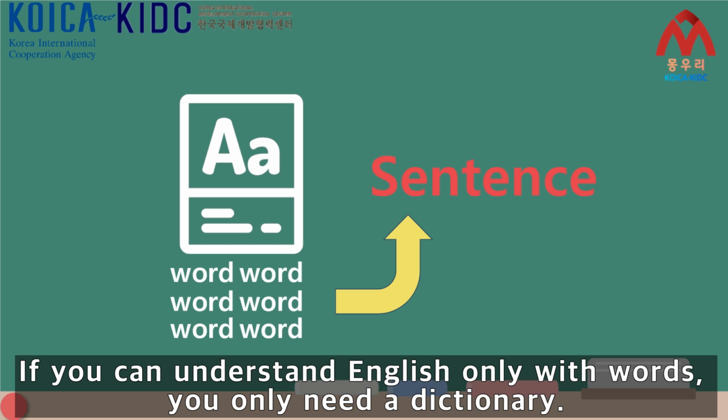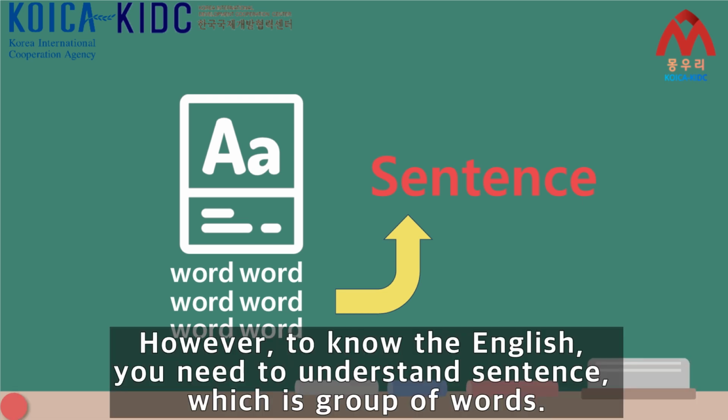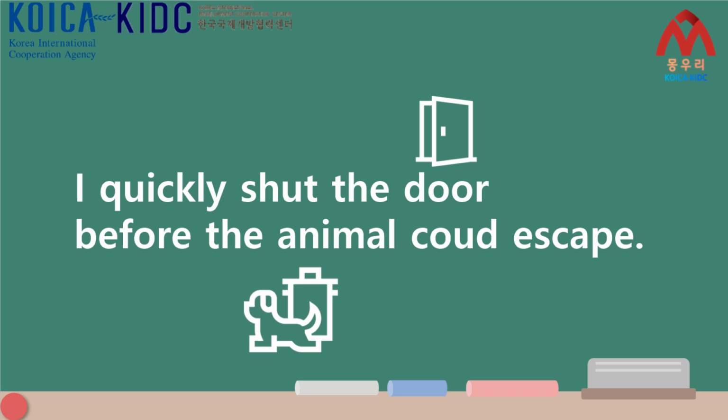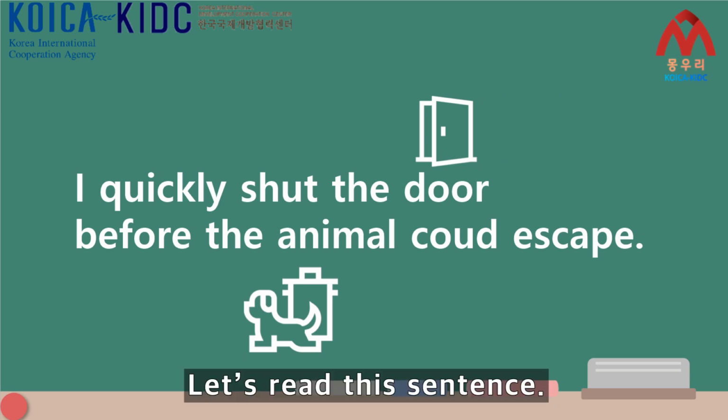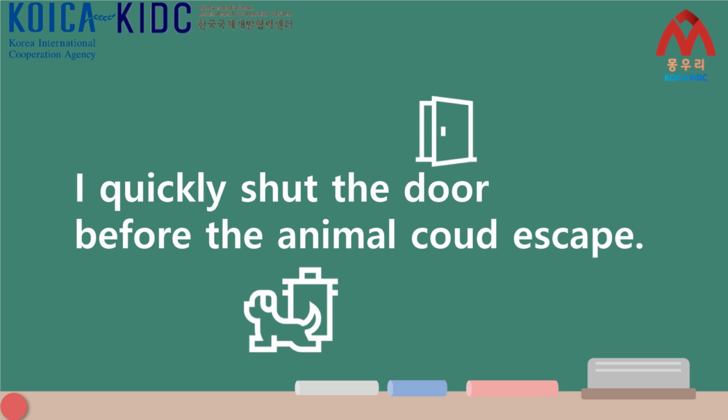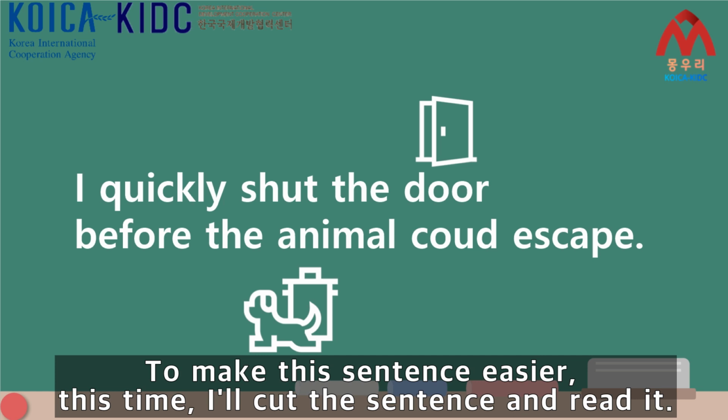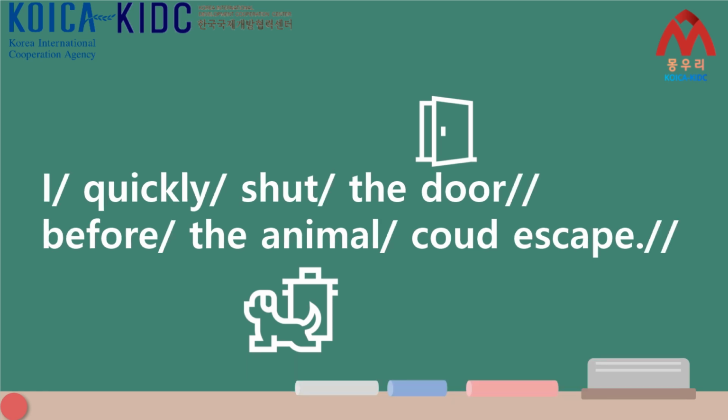If you could understand English only with words, you would only need a dictionary. However, to know English, you need to understand the sentence, which is a group of words. Let's read this sentence. I quickly shut the door before the animal could escape. To make this sentence easier, this time I will cut the sentence and read it. I quickly shut the door before the animal could escape.